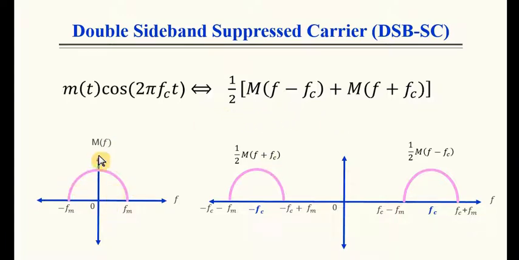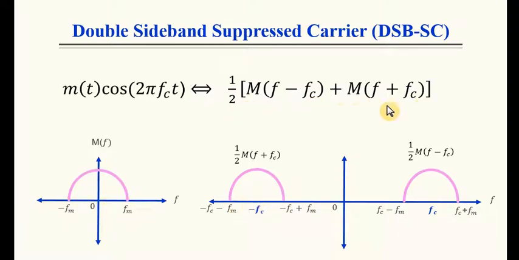Here at the left-hand side is the plot of capital M of f, which has a bandwidth of Fm. We have negative Fm as well, but the bandwidth is considered only for the positive values, so this is just an image of the positive bandwidth. This is the Fourier transform of the message signal m of t, which is capital M of f, which has a frequency of Fm.